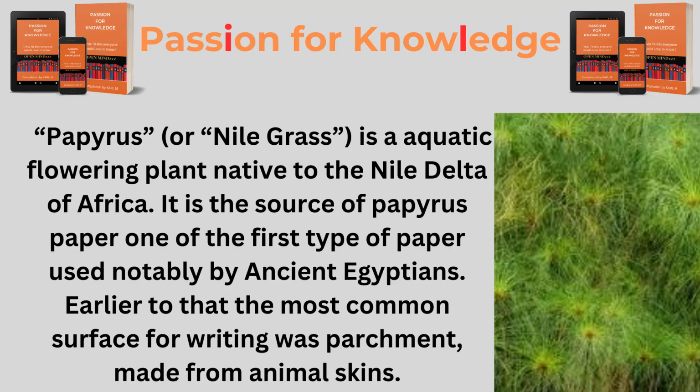Papyrus, or Nile grass, is an aquatic flowering plant native to the Nile Delta of Africa. It is the source of papyrus paper, one of the first types of paper, used notably by ancient Egyptians. Earlier than that, the most common surface for writing was parchment, made from animal skins.